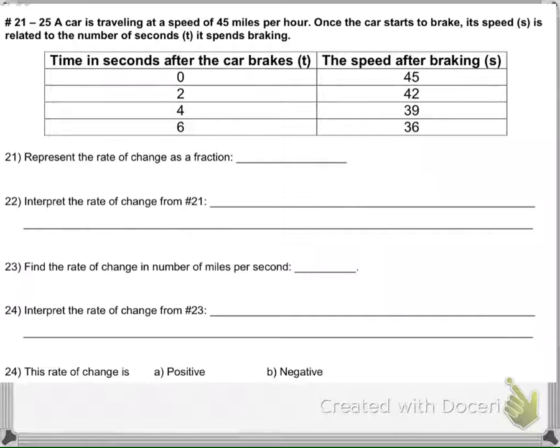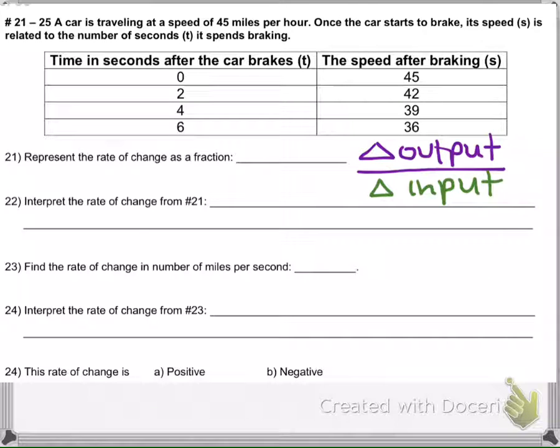Alright, so here in number 21 we have a car that is traveling at a speed of 45 miles per hour. Once the car starts to brake, its speed S is related to the number of seconds T it spends braking. So it says represent the rate of change as a fraction. We know that the output is always on the right-hand side of the table, or we remember it as the speed of your car after braking depends on the time it spends trying to brake. So the output, or the dependent variable, is the speed after braking. So we need to find how it's changing.